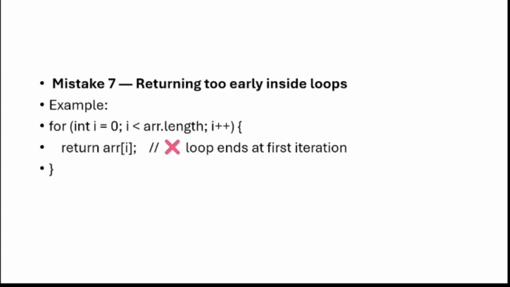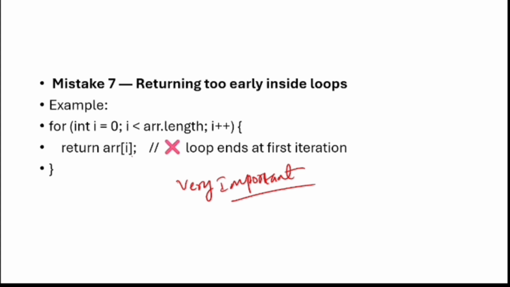Next, returning too early inside loops. For example, you have run the for loop. This is very important. Most of the time in your Java code, they will ask you to iterate entirely and then return some value. But here what you are doing is int i = 0, i less than array.length, i++, and you are returning array of i.